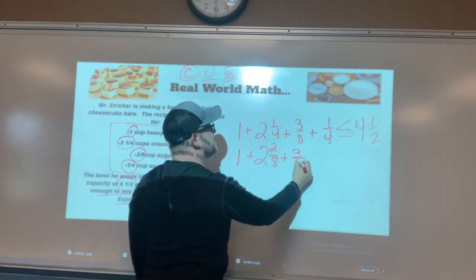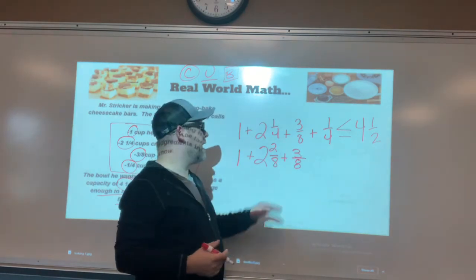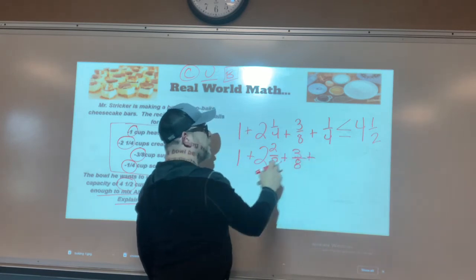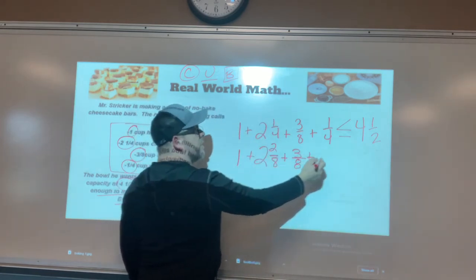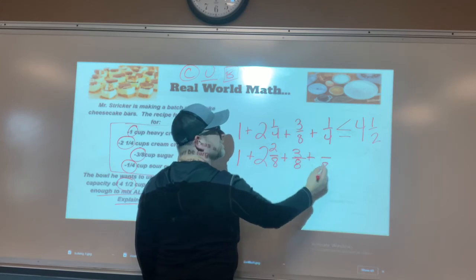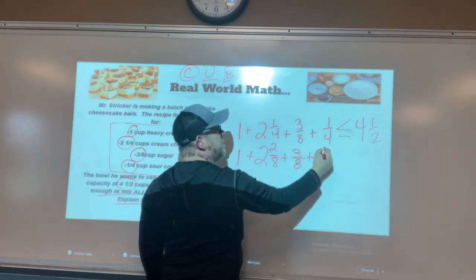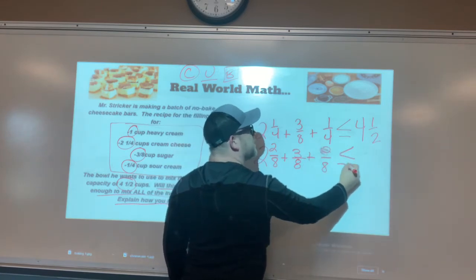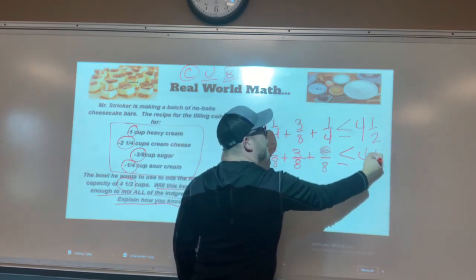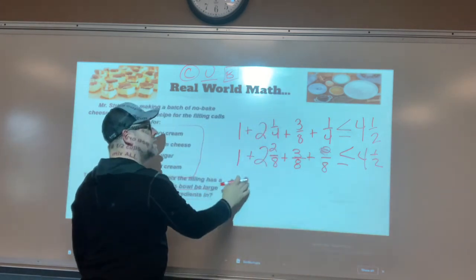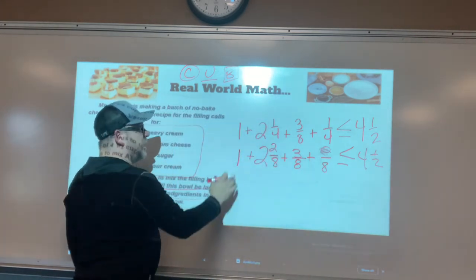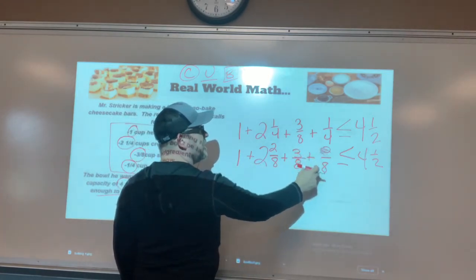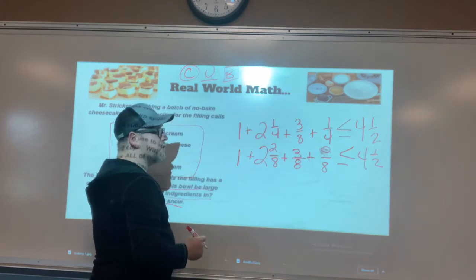My 3/8 again can stay the same, because as long as I have the same denominator, I can add these fractions up. Plus 1/4, which is the same as this one. I multiply my 4 by 2 to get 8, and then 1 times 2 would give me 2. And that still needs to be less than or equal to 4 1/2. So here is my problem as I've rewritten it. I have 1 plus 2 2/8 plus 3/8 plus 2/8 again. Hopefully that will be less than or equal to 4 1/2.